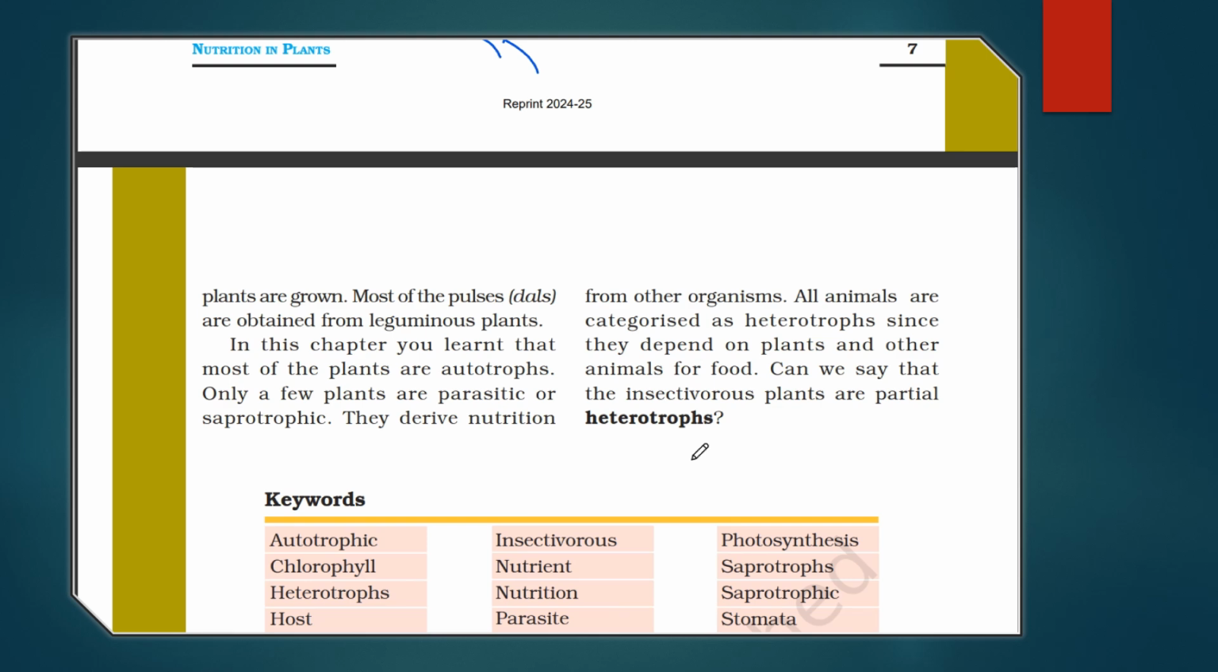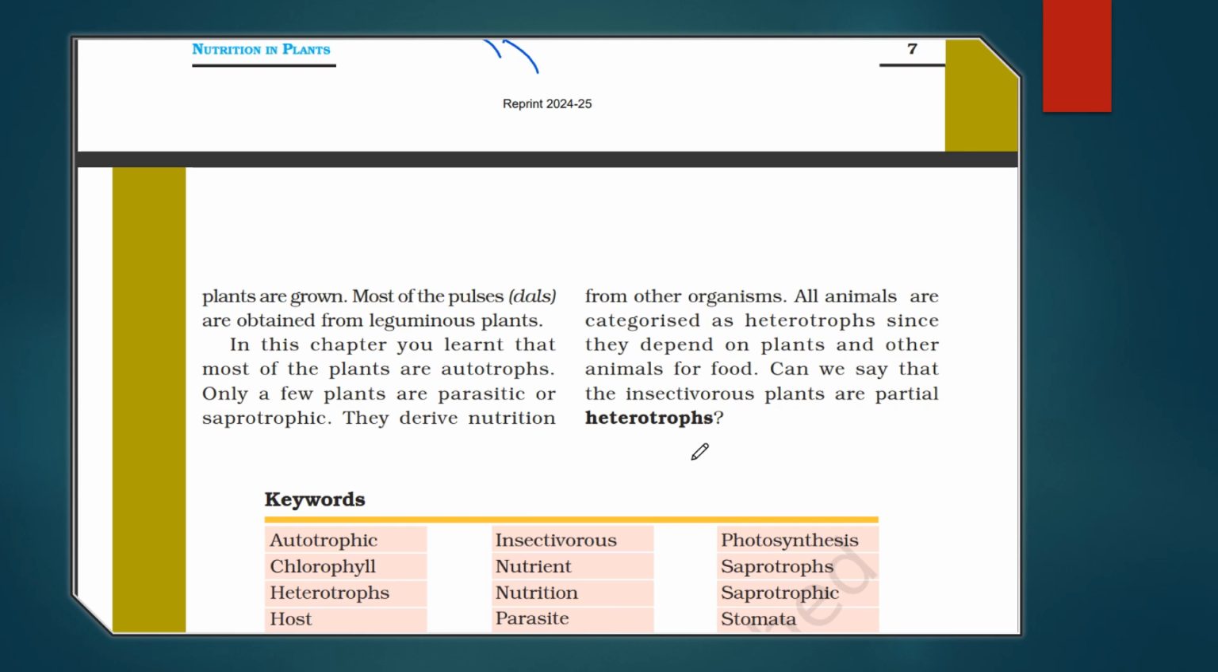So in this chapter, you learned that most plants are autotrophs. Only a few plants are parasitic or saprotrophic. Parasitic means those which are dependent on a host, and saprotrophic means such plants which are dependent on dead and decaying matter. So they derive nutrition from other organisms. All animals are categorized as heterotrophs, including humans, since they depend on plants and other animals for food.